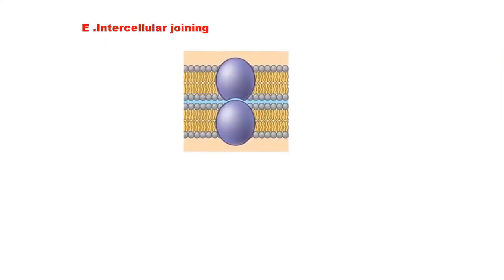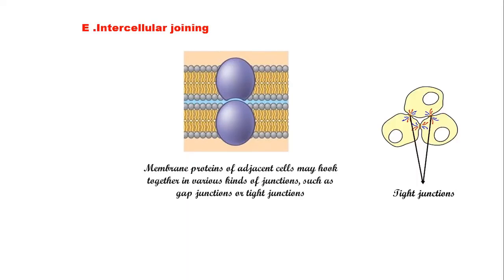Next one, intercellular joining. Membrane proteins of adjacent cells may hook together in various kinds of junctions, such as gap junctions or tight junctions. Transmembrane proteins called claudins join the plasma membranes of two cells to create a barrier that limits diffusion of ions and solutes between the cells and molecules between apical and basolateral domains of the plasma membrane.